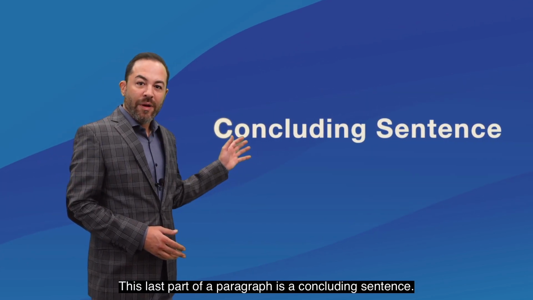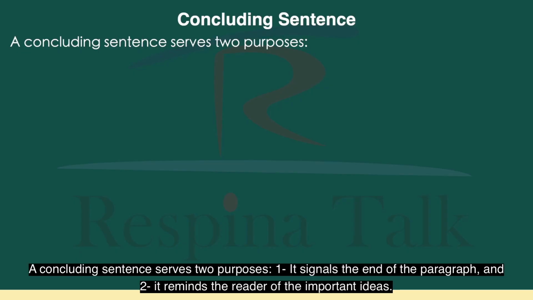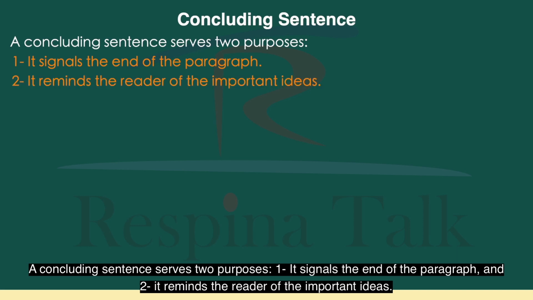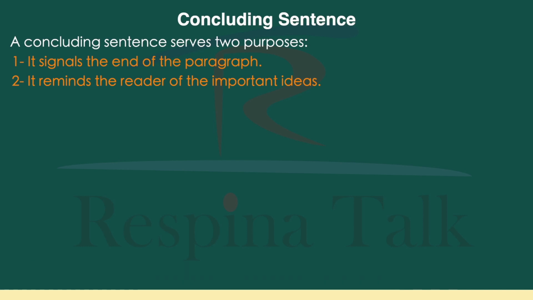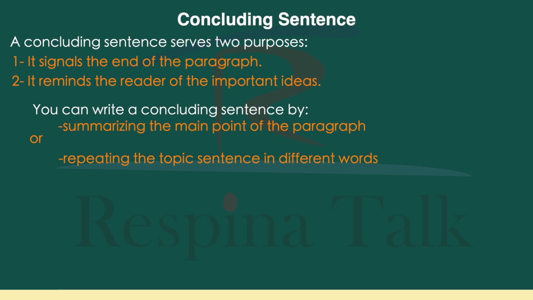The last part of a paragraph is a concluding sentence. A concluding sentence serves two purposes. One, it signals the end of the paragraph, and two, it reminds the reader of the important ideas. You can do this by either summarizing the main point of the paragraph or by repeating the topic sentence in different words.